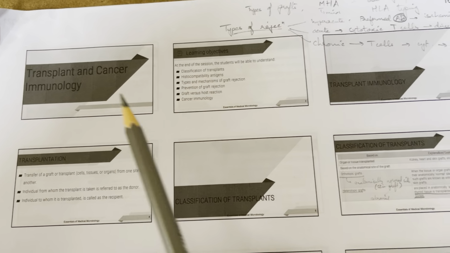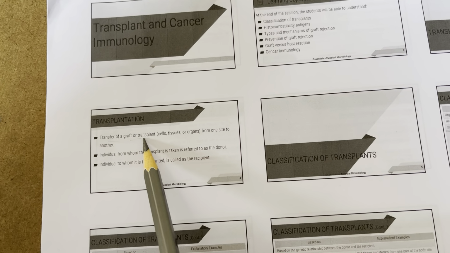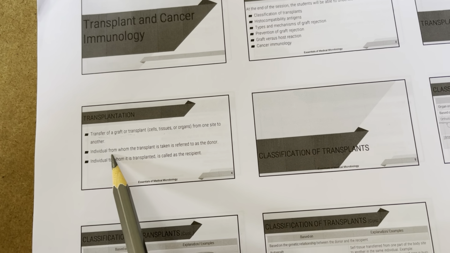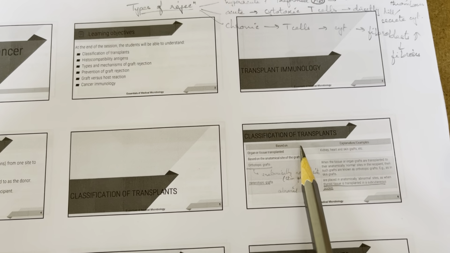So, transplant and cancer immunology. First, moving on to transplant immunology. Transplantation is the transfer of a graft or transplant cells from one site to the other. So you have the donor and you have the recipient. Next, you have to talk about classification of transplants.